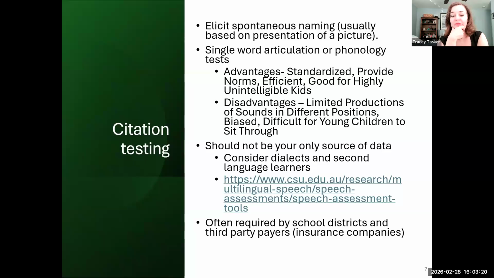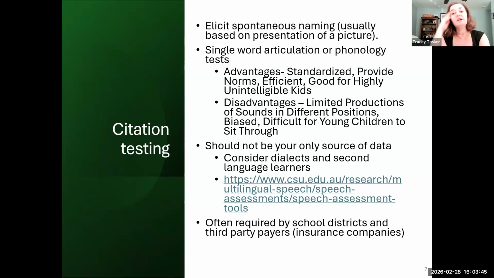So citation testing is usually, as we saw, based on presentation of a picture. Sometimes if a child doesn't know what the picture is, especially a young child, they might not have sufficient vocabulary. Sometimes we will just prompt them and ask them just to say the word, but often we go through it and allow them to spontaneously label the pictures.